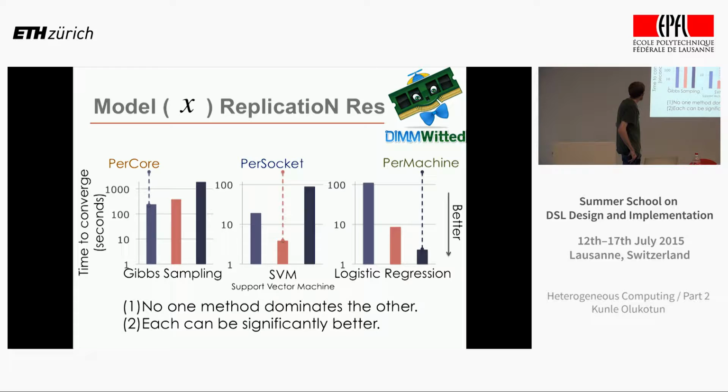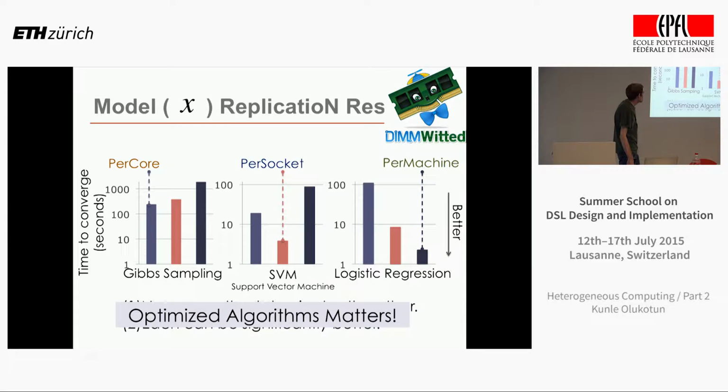So as you see, this is the convergence time. For Gibbs sampling, we have per core and per socket being similar, but per core is ultimately the winner. SVM, it's per socket. Logistic regression, it's per machine. So what we see here is basically that if you want performance, optimizing your algorithm really matters.